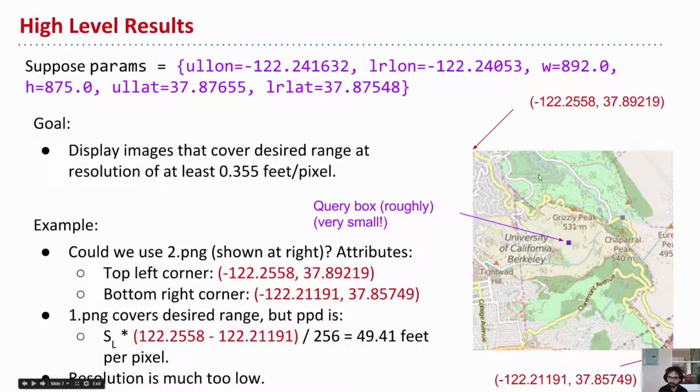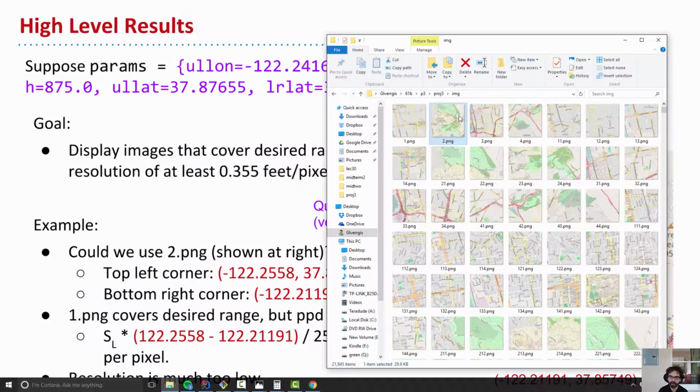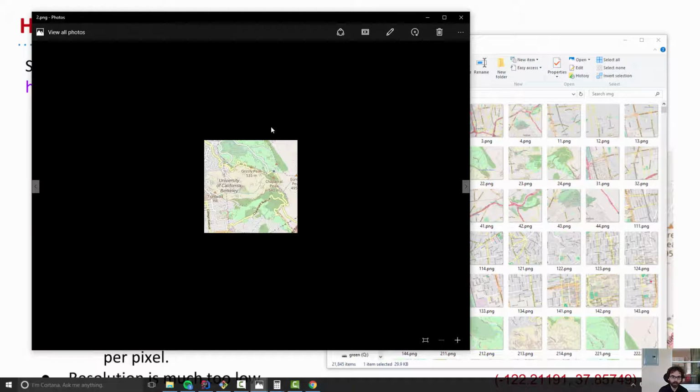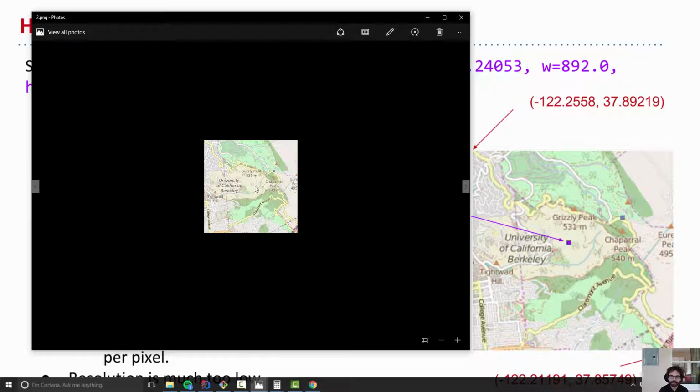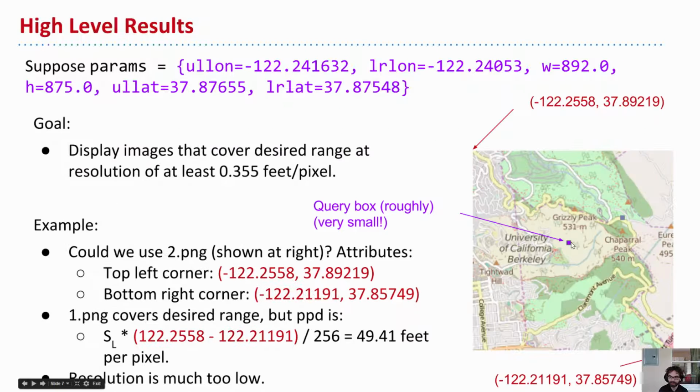Okay? What is 2.png? Well, if we open up all of those files that were given, here's 2.png, this is a picture of the top right corner of the Berkeley map. And we'll notice that it actually contains that little piece of Centennial Drive that we want to display. There it is. Okay? So the image here, 2.png, wholly contains everything the user wants, but there's a problem. Its resolution is too coarse.